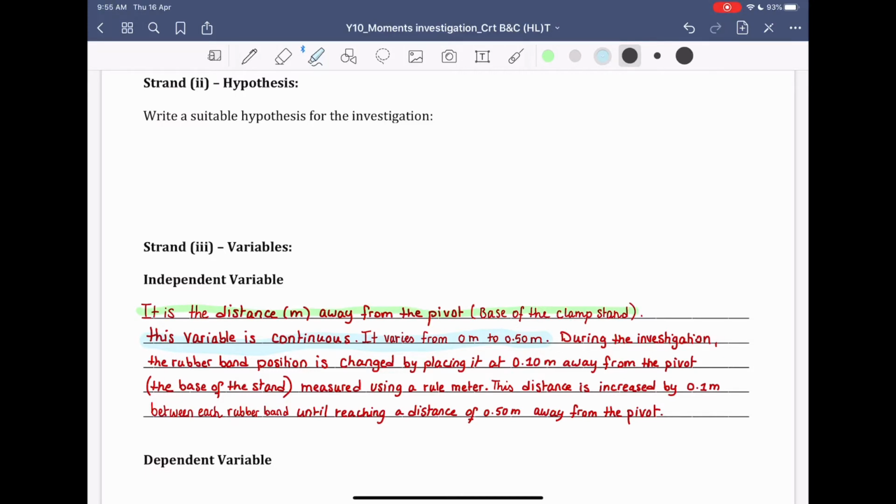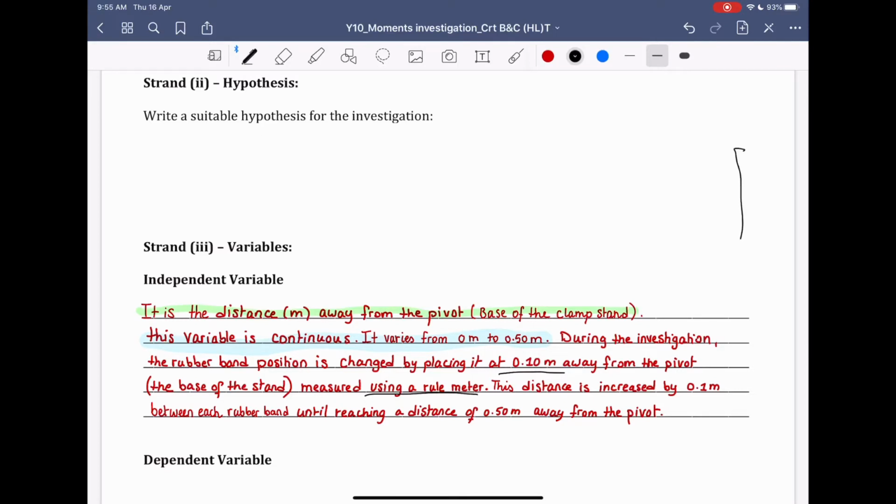How can you jump to level 6 and above? You need to be specific and you need to give some explanation. So this is my explanation. During the investigation, the rubber band position is changed by placing it at 0.10 meter away from the pivot, which is the base of the stand, measured using a ruler. So I not only gave the tool, but I was specific by saying how much distance we're going to increase.